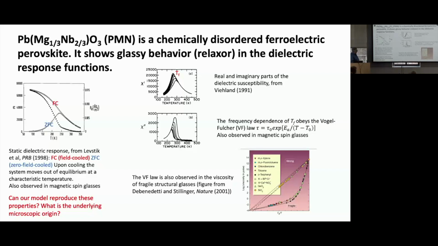And it is also observed in the response, in this case the viscosity, not the dielectric susceptibility, of fragile glasses, which again has this behavior. So there is some universal effect due to disorder in all these systems that are quite different.